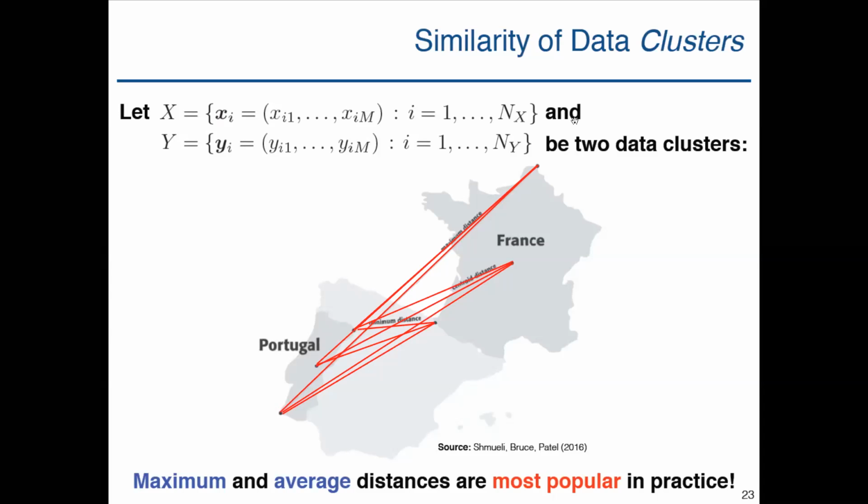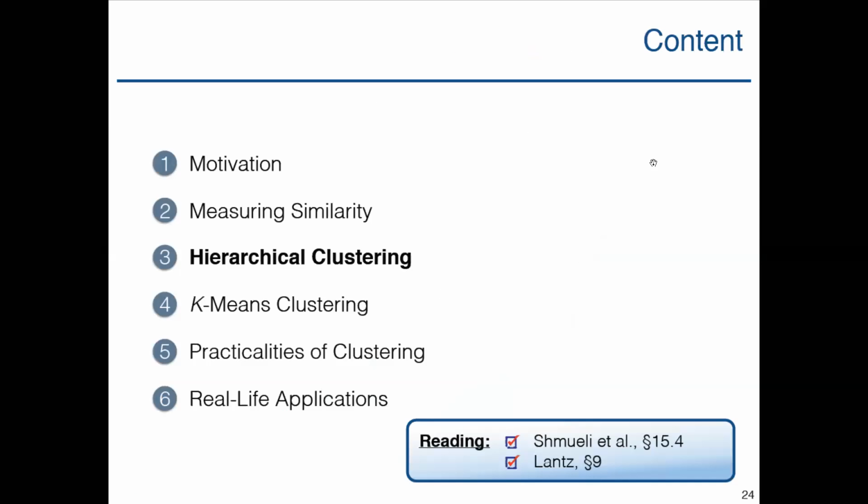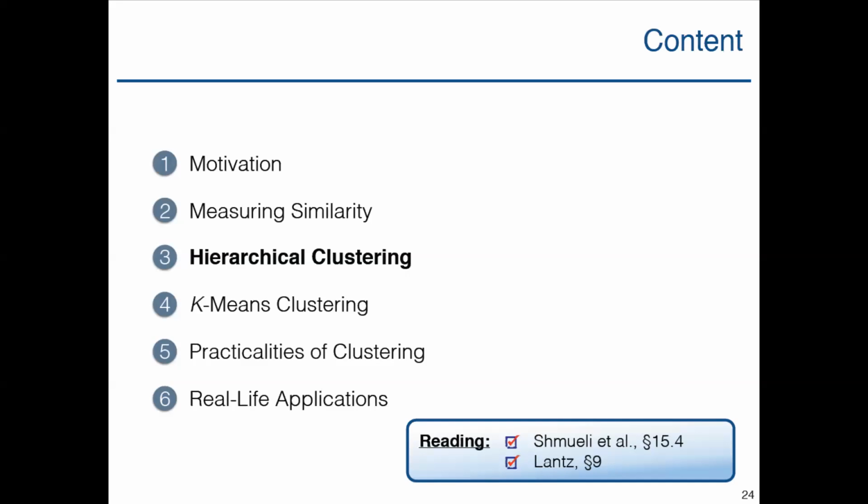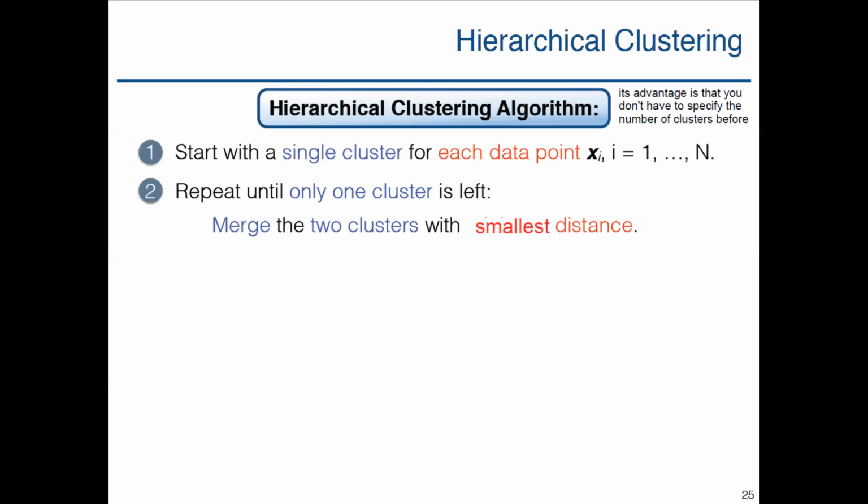So this is how you can measure distances between different clusters. Okay, now let's come to the actual algorithms. So there are 2 types of clustering algorithms that we're going to discuss. One is hierarchical clustering and the other is k-means clustering. Okay, I think we'll only be able to do hierarchical clustering today. So let's start with this.